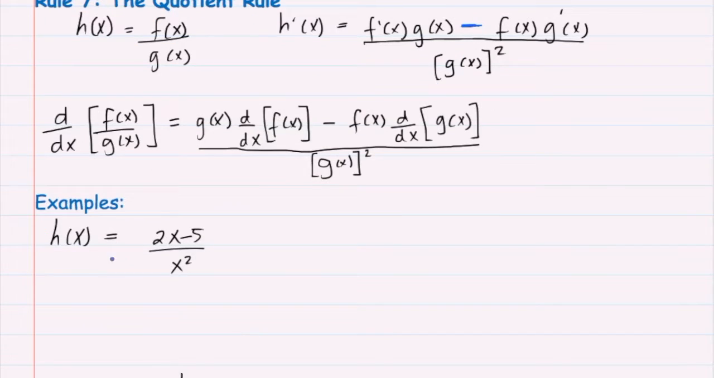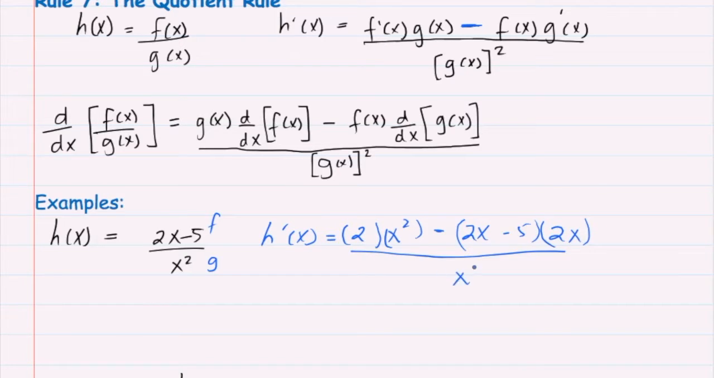Let's apply this rule. Suppose you have h of x, which is equal to 2x minus 5, so this is our f, divided by x squared, which is our g, just to stick with this notation here in the rule. Now let's derive. H prime of x is equal to, we said, the derivative of f, which is 2, times g of x, which is x squared, minus f of x, which is 2x minus 5, times the derivative of the second one, or g, so 2x. And all of that is over g of x squared.